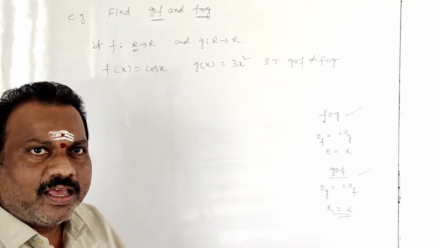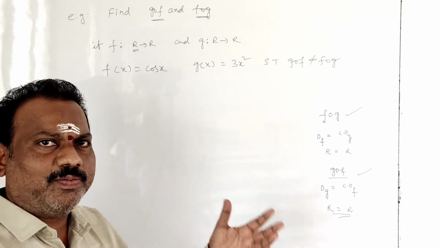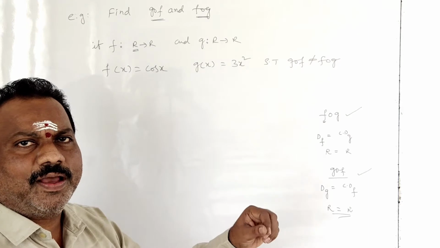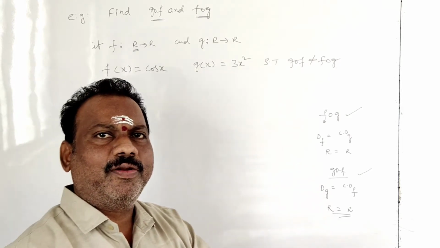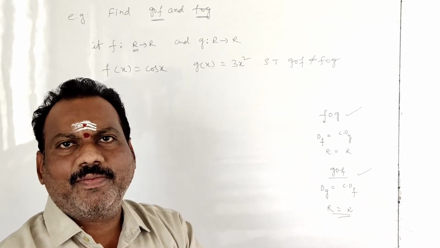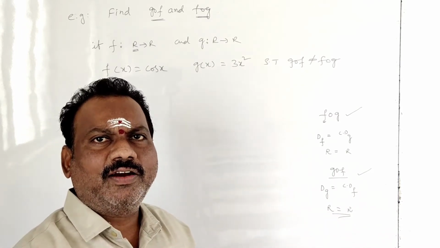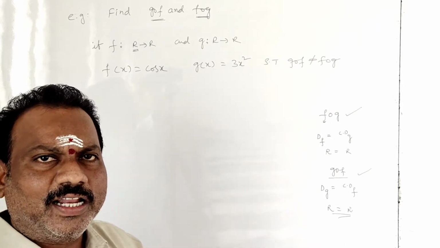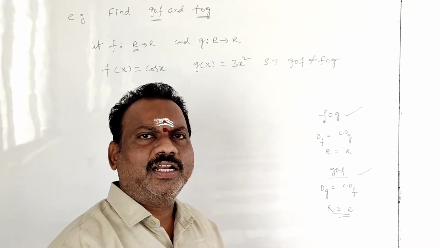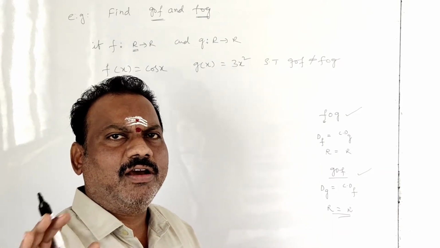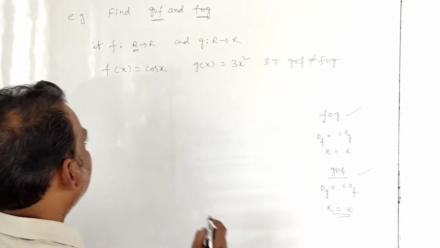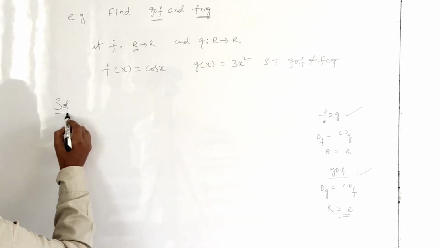I told you generally F circle G and G circle F may or may not be possible. In the definition of composite function, I told you F is a mapping from A to B and G is a mapping from B to C. There exists only the composite function G circle F, not F circle G. Why? Because the domain of G is equal to the codomain of F. That's why G circle F exists. It is from A to C. I told the formula: G circle F of x is equal to G of F of x for all x belongs to A. Correct students? Right.